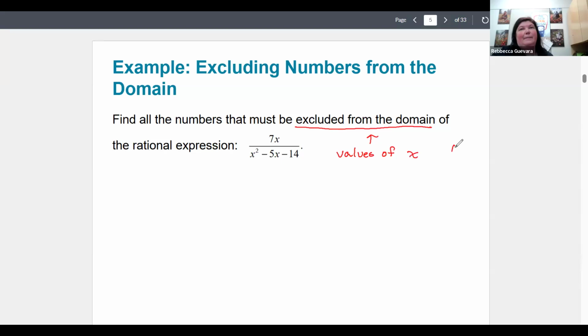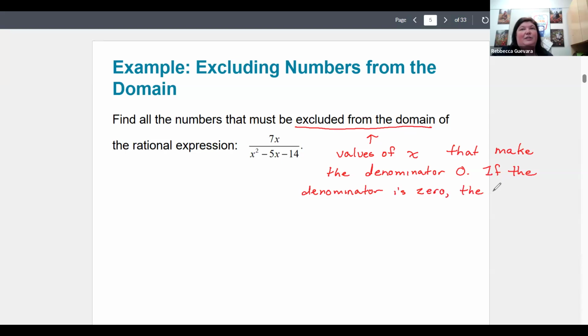So we're looking for values of x that make the denominator 0. Because if the denominator is 0, then we're undefined. So if the denominator is 0, the expression is undefined. So remember, if it's undefined, it can't be in my domain.